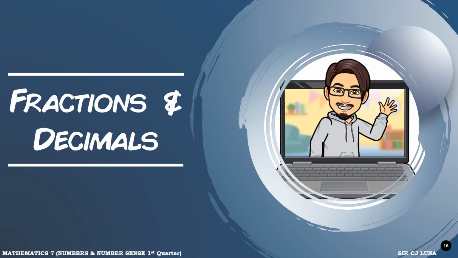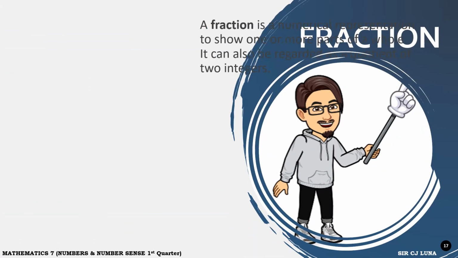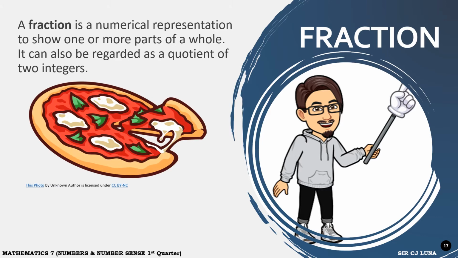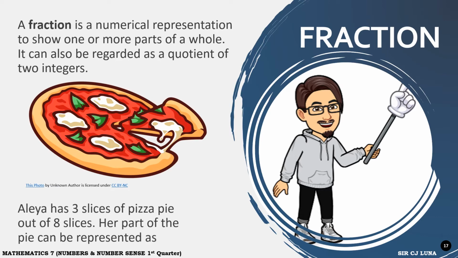Let us now discuss fractions and decimals. A fraction is a numerical representation to show one or more parts of a whole. It can also be regarded as a quotient of two integers. Let's say we have this pie. Alea has 3 slices of pizza pie out of 8 slices. Her part of the pie can be represented as 3 over 8.